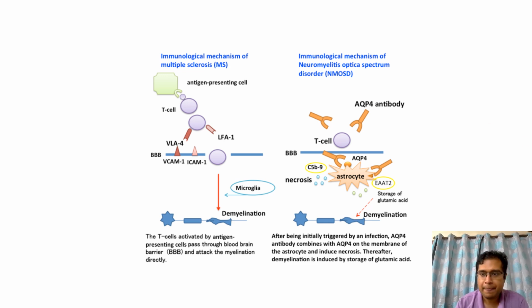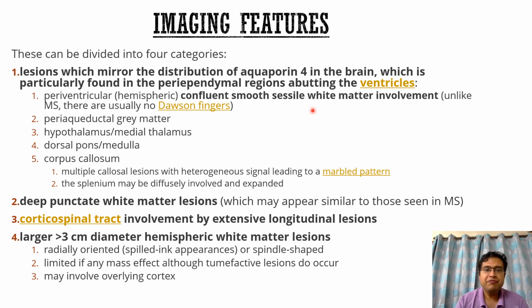disorder develops. So the imaging features are divided into four major categories: the lesions which mirror the distribution of aquaporin 4 in the brain, which is particularly found in the periependymal regions of the ventricles, which are confluent, smooth, sessile white matter involvement, unlike MS, and they don't have any Dawson fingers. Periaqueductal gray matter involvement, medial thalamus, hypothalamus involvement, corpus callosal involvement, typically marbled pattern is seen, splenium's involvement is seen.